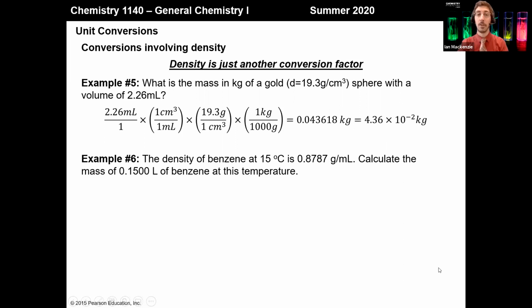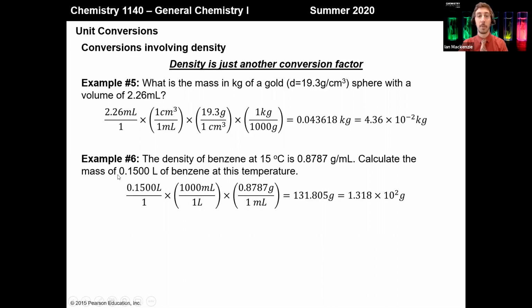One more example. The density of benzene at 15 degrees Celsius is given as 0.8787 grams per milliliter. Calculate the mass of 0.1500 liters of benzene at this temperature. This is my given value, right here, the 0.1500 liters. This density is my conversion factor, or one of them, and I will need another one.